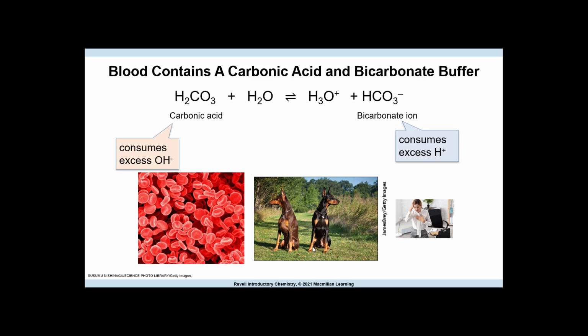Based on carbonic acid and its conjugate base, the bicarbonate ion, when carbon dioxide dissolves in the bloodstream, it reacts with water to form carbonic acid. This acid partially ionizes to form bicarbonate ion. In this buffer system, the carbonic acid consumes excess base, while bicarbonate consumes excess acid.